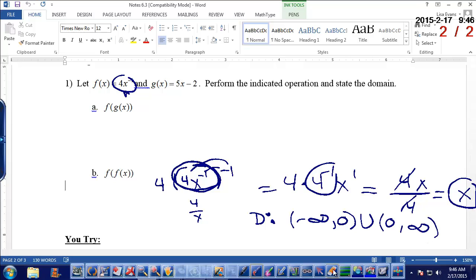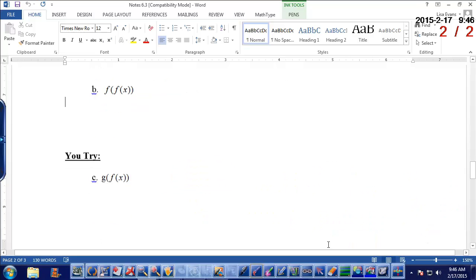I want you to pause the video and try the U-try on your own. Make sure you make a good attempt at trying the domain. We're going to use the same functions as the ones above, but you're going to find g of f of x. So go ahead and give that a try.